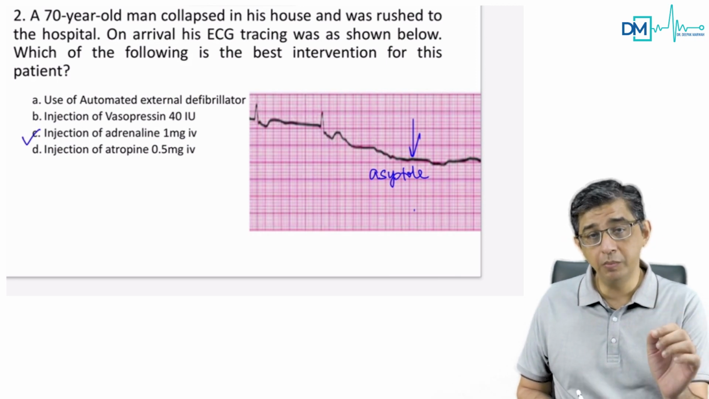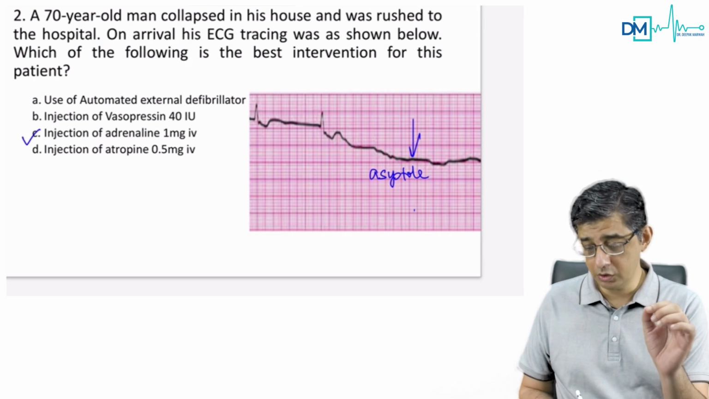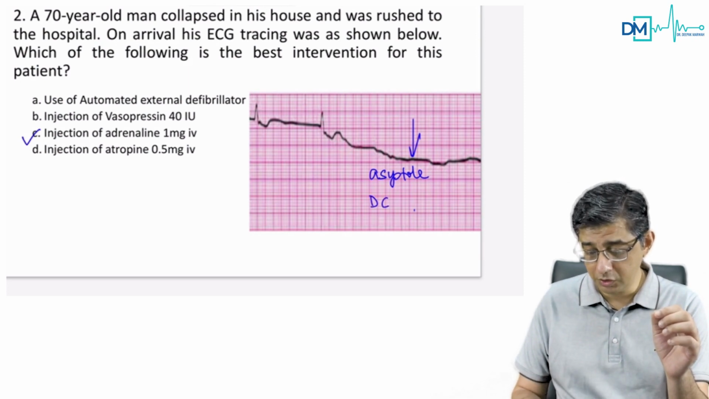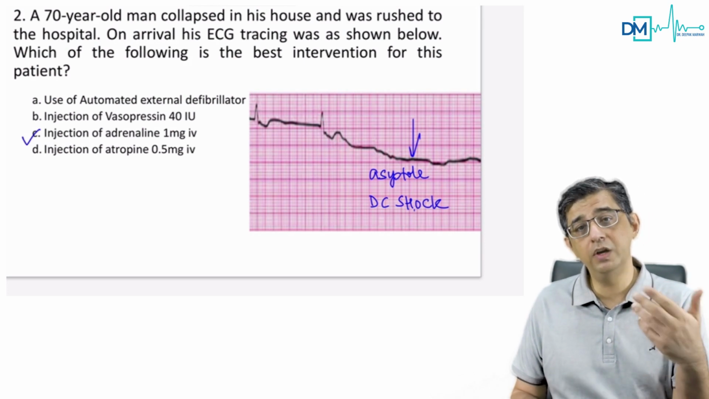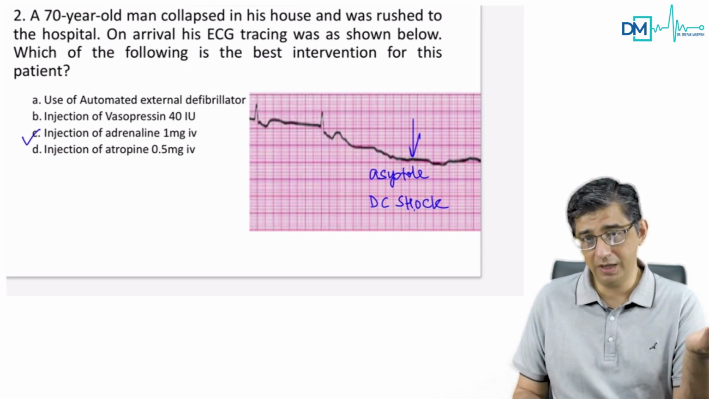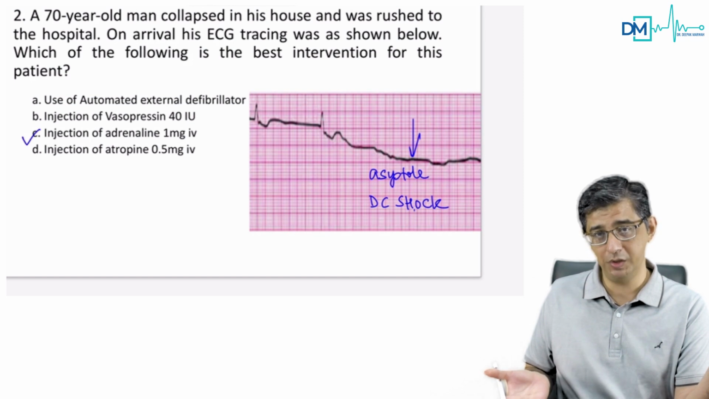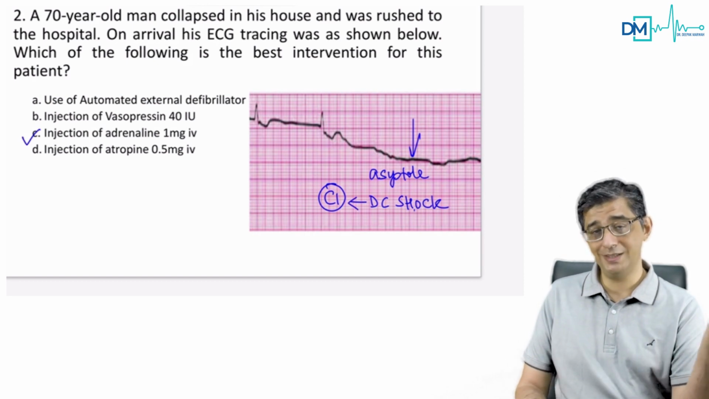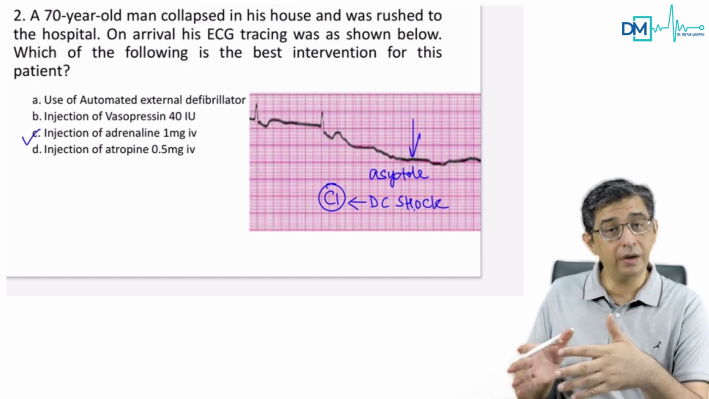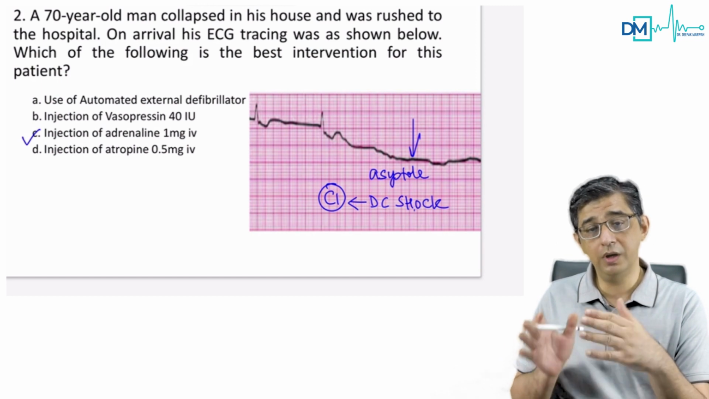Please remember, defibrillation is contraindicated. DC shock is contraindicated. No, we don't give a DC shock in flatline ECG. Though in television serials they show it like that, giving DC shock in a flatline ECG, actual life is not a television serial. Even in Grey's Anatomy, they will tell you that DC shock is being given to a person with flatline ECG because that's a television serial. In actual reality, we don't give DC shock in a flatline ECG.